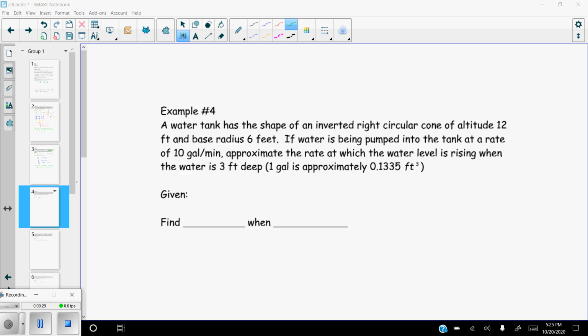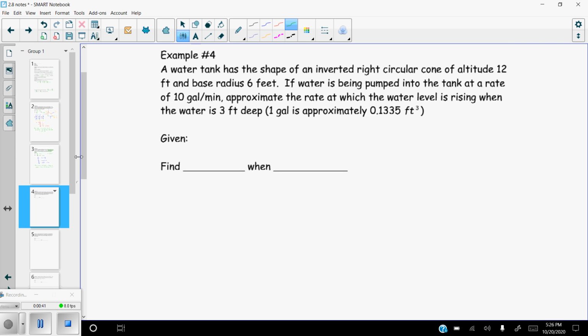It says a water tank has the shape of an inverted right circular cone of altitude 12 feet and a base radius 6 feet. So there's a lot of vocabulary right there in that part alone. So let's walk through that one. It says, first of all, the water tank has the shape of an inverted right circular cone. Inverted meaning upside down, right circular cone.